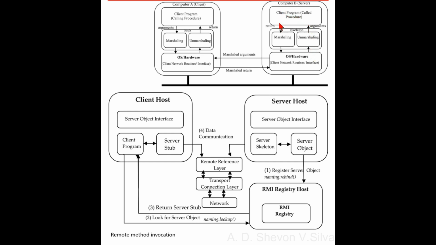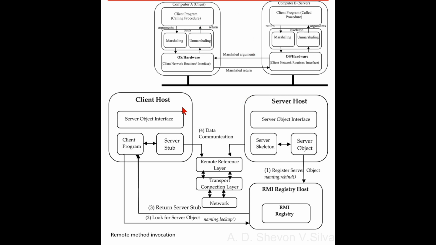Client program is connected to marshalling via return. Marshalling is inside skeleton, and marshalling is connected to OS hardware. OS hardware is connected to OS hardware in computer A client via marshaled arguments. OS hardware is connected to unmarshalling in stub. Unmarshalling is connected to the client program calling procedure via return.